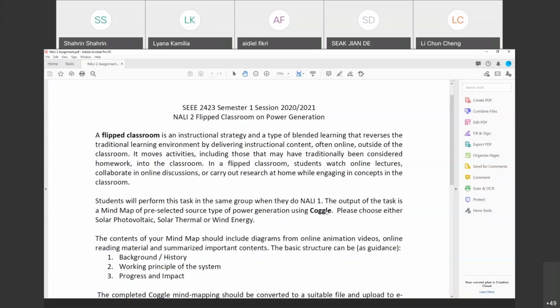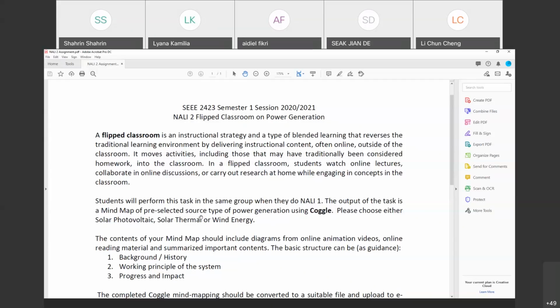For my class, because other classes may have a different approach and different subtopic, you need to choose one of three. Please form a group, the same group as for the first assignment. Please choose either solar photovoltaic, which is the conventional one, where you use a solar panel to produce electrical energy, or you can choose wind energy, or the third one, solar thermal.